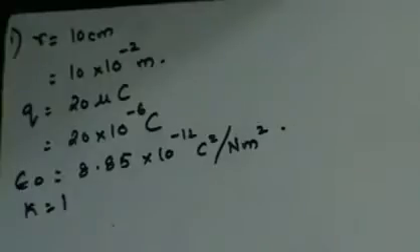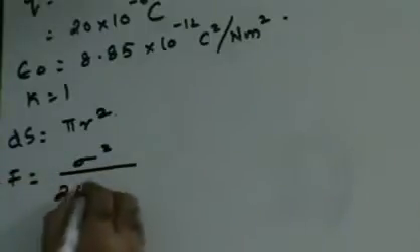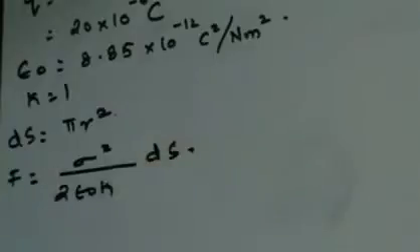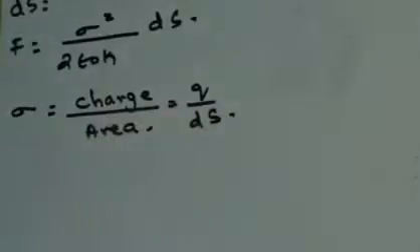Now guys, since this is a circular plate, what will be the area of the circular plate? The area of the circular plate is going to be pi r square. Fine? Okay. Force is nothing but sigma square upon 2 epsilon 0 K into ds. Now I don't think they have given us sigma square. That's your charge density. Now what is charge density? How do I define charge density? By definition, charge density is nothing but charge upon area.